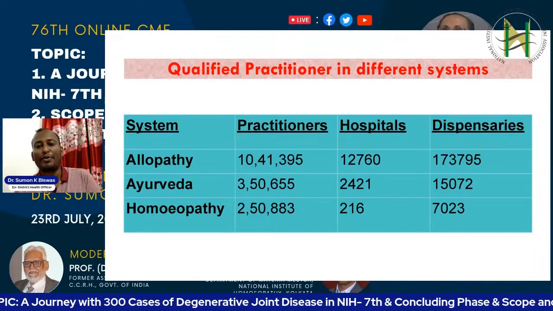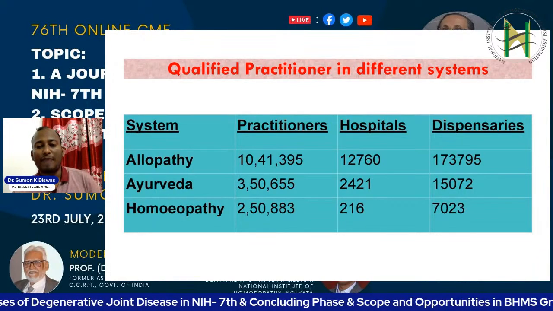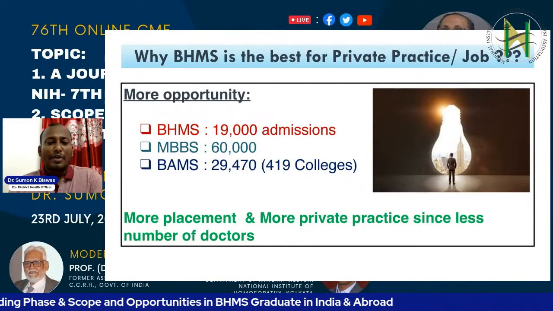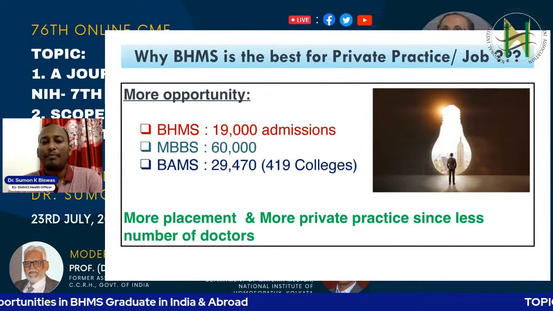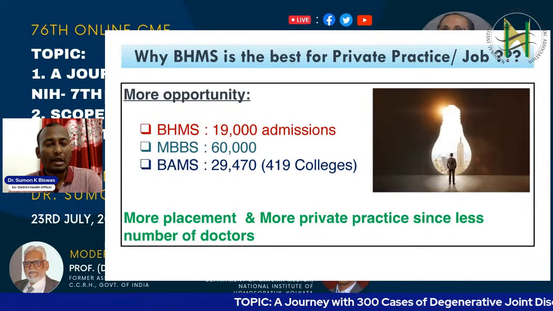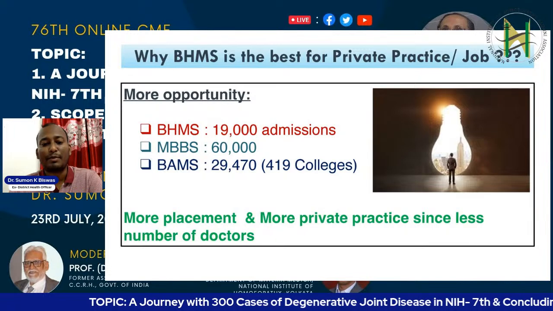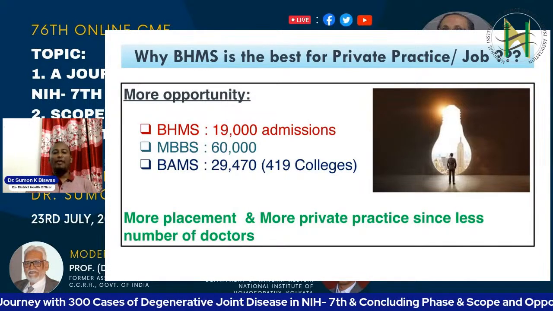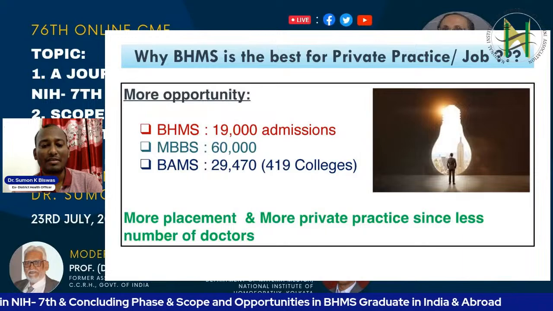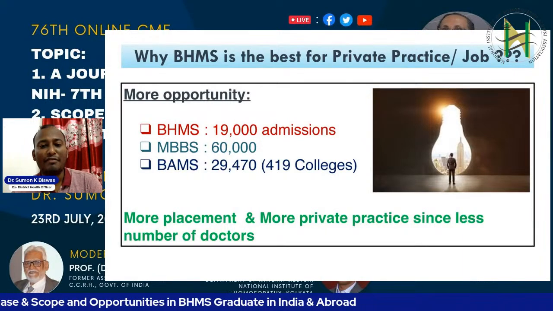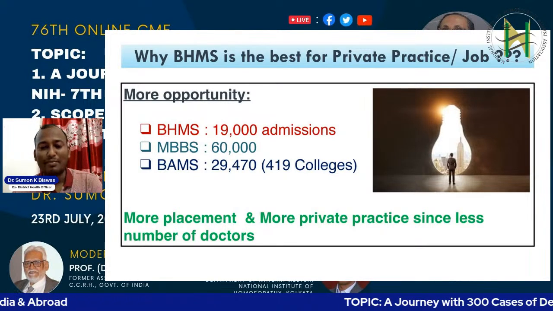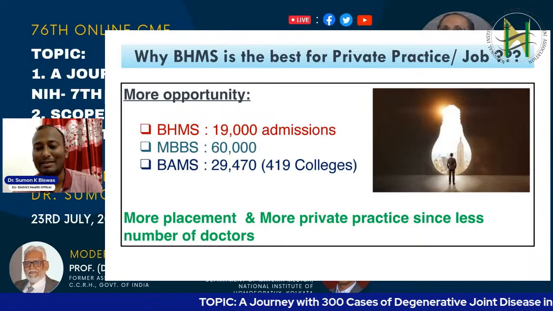So we have a great opportunity if we go for private practice, or even work as a medical officer in a clinical job. Let me talk about why BHMS is best for private practice or a job. We have more opportunity because every year in India we have around 1,900 new admissions for BHMS, while for MBBS it's around 60,000, and for BAMS around 30,000. The number of admissions is very low for us compared to other systems of medicine in India. As admissions are low, fewer students graduate. So for us there is more placement and private practice, since there are fewer doctors.